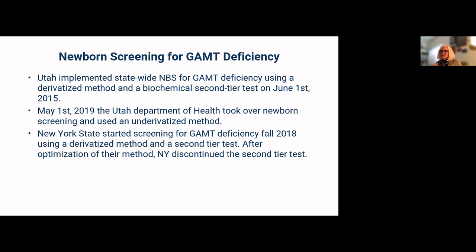The reason I am telling you these details is to emphasize that, as you will see from the next slide, no matter how you do the screening, whether you use a derivatized method or a non-derivatized method, whether you use a biochemical second-tier test or not, the screening works, the screening is effective, and there are very few false positives as well. Next.